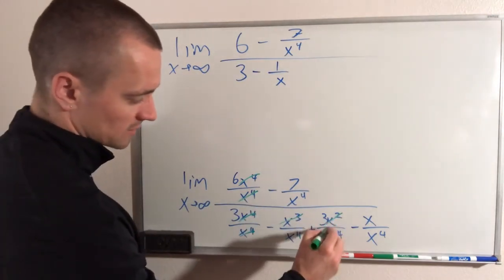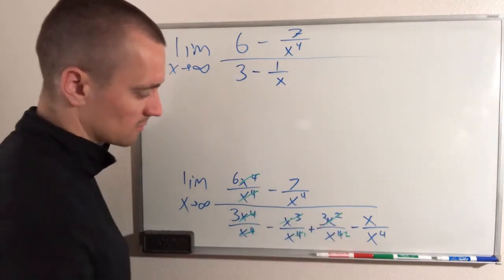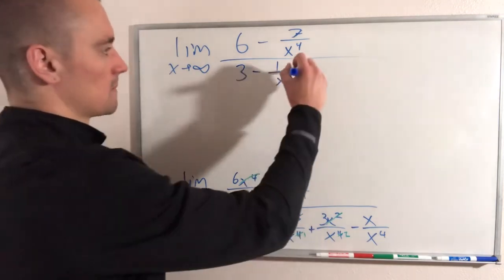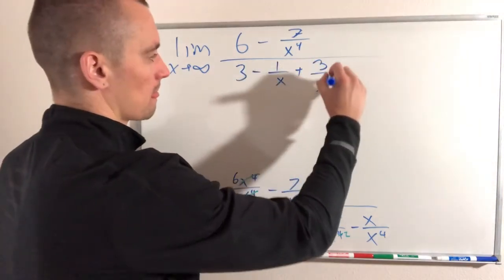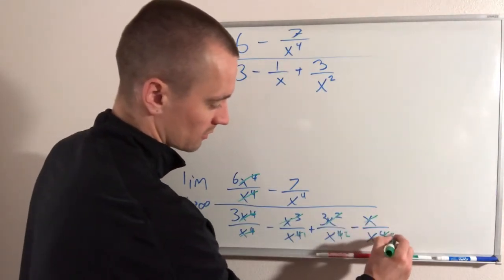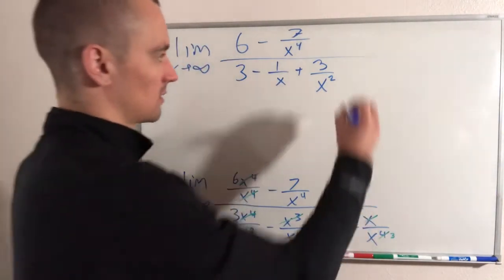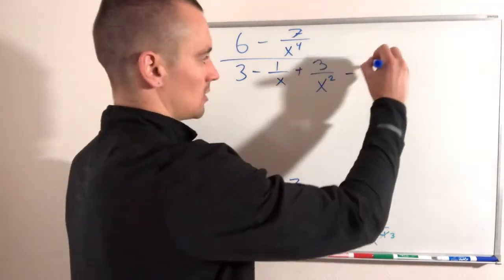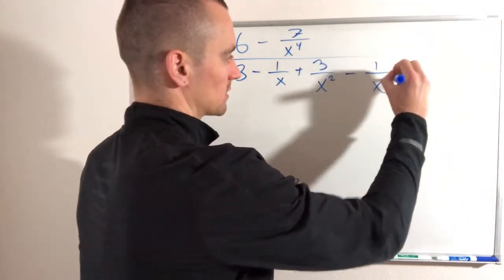We have 2 x's on the top, which will cancel with 2 of our x's on the bottom, leaving us with 3 over x squared. And then over here, we have 1x on the top, which will cancel with 1 of those x's, leaving us with 3 x's on the bottom. So we'll have minus 1 over x cubed.